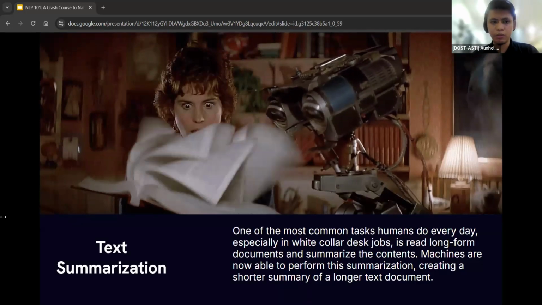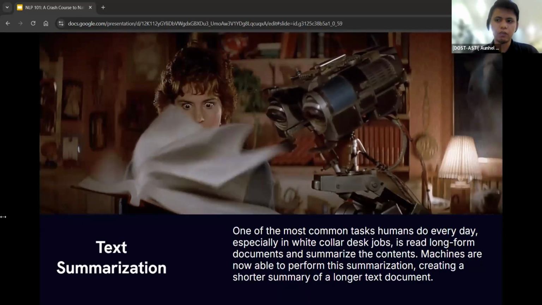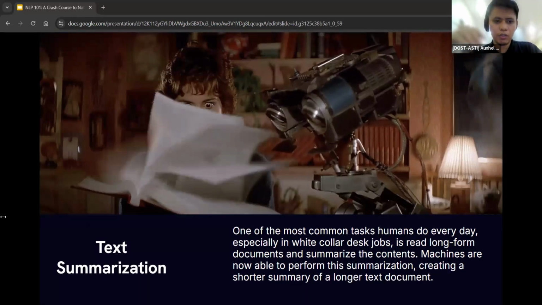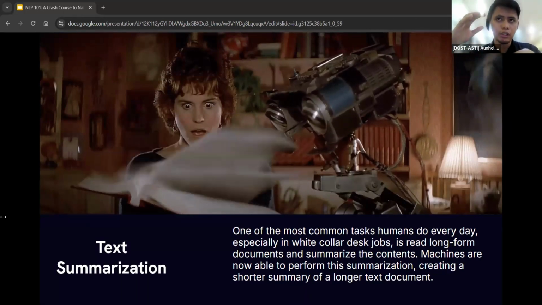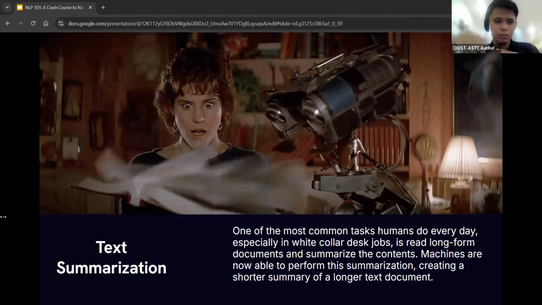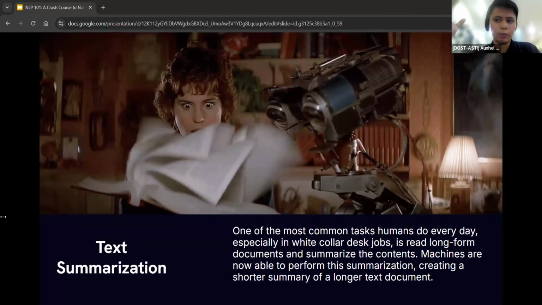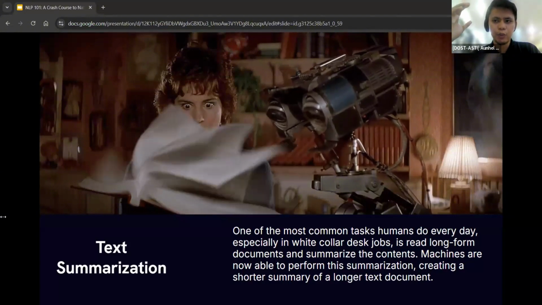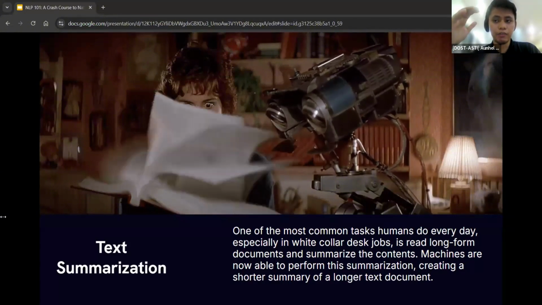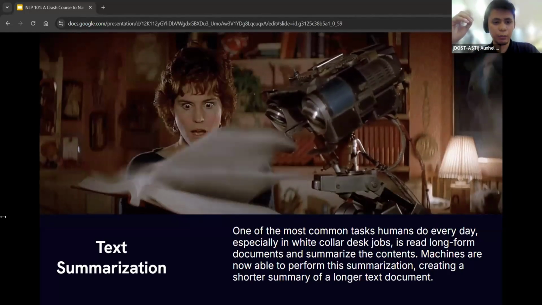Text summarization. So very self-explanatory. If you have a very long document, you can compress it into, let's say, a one pager. So basically, you're summarizing the entirety of a very long corpus without losing the context or the meaning of the entire corpus or corpora.